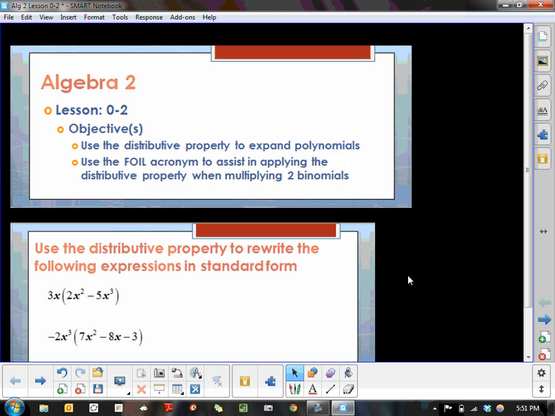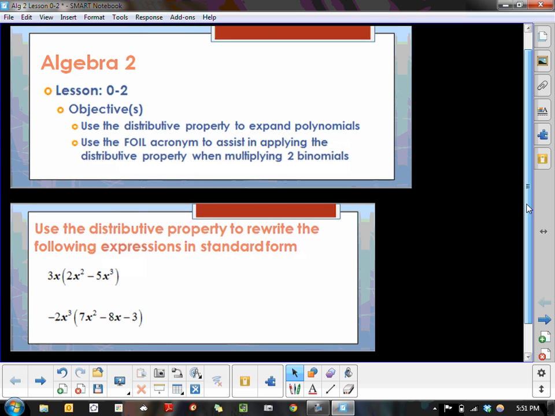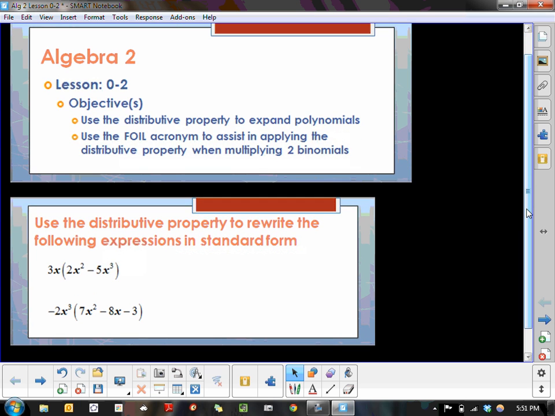We also want to use the FOIL acronym to assist us in applying the distributive property when multiplying the two binomials. So I would guess that you're pretty familiar with the distributive property and the FOIL acronym. We're going to go back and review some of this. So what does distributive property mean or indicate? Just in a different example, there's something I can apply here.